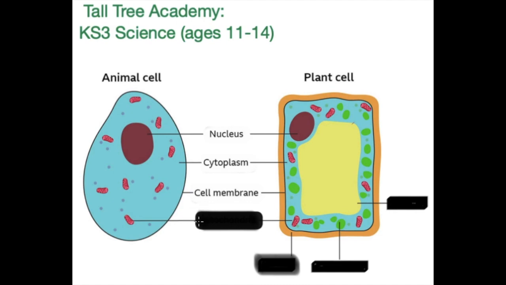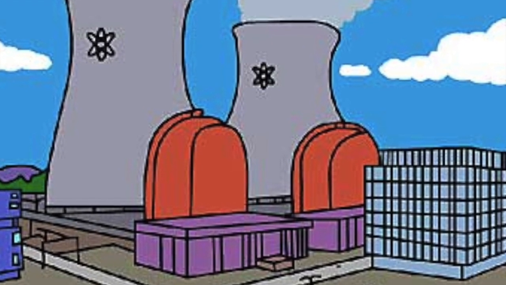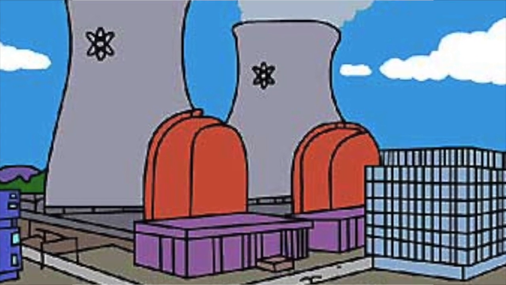The next component is the mitochondria. The mitochondria is the powerhouse of the cell. This is where the majority of the respiration happens, which converts energy from glucose. So it's like a nuclear power plant in our kingdom analogy.